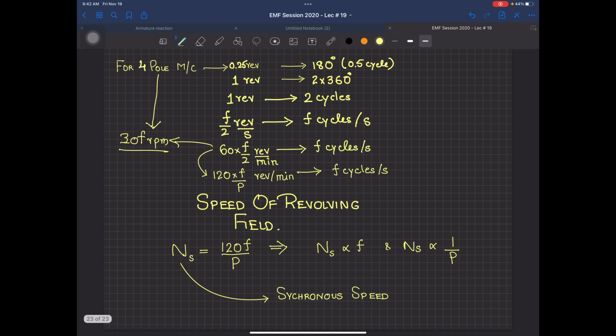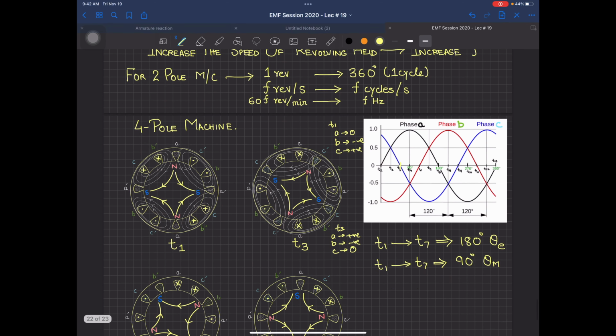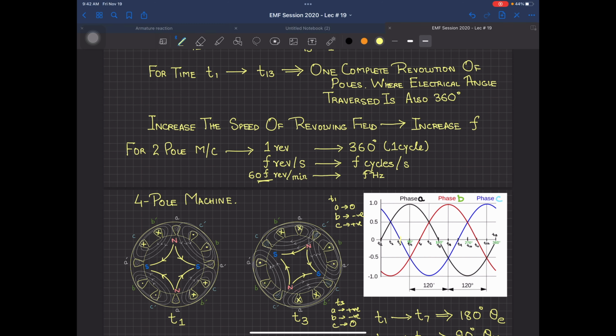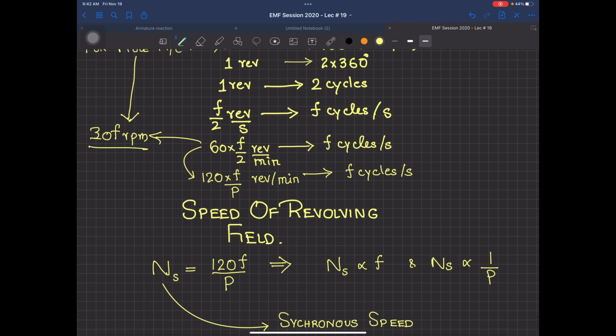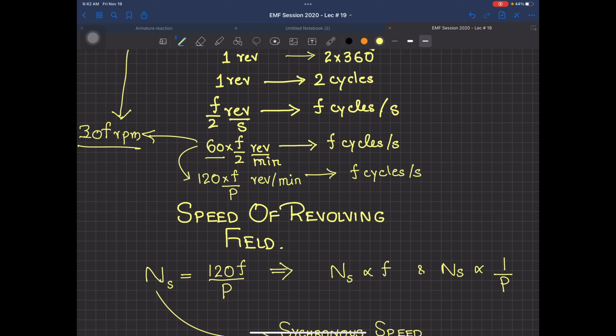We want a generic formula. Now, what was happening in 2 pole? In 2 pole, whatever F you are getting, you are just multiplying it by 60. To have 4 pole and 2 pole give a generic formula, we know this is equal to 60 F divided by 2. Can we make it equal to 120 F divided by 4? And what is 4? The number of poles. So instead of 4, I can call this P. So this is now a generic formula: 120 F by P gives the speed of the revolving magnetic field.